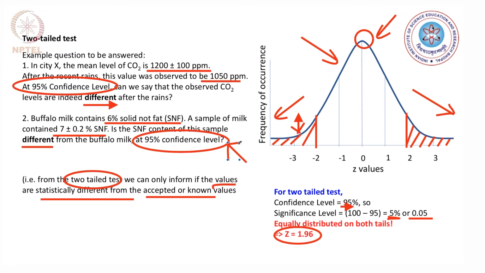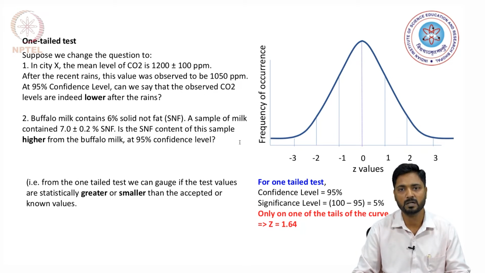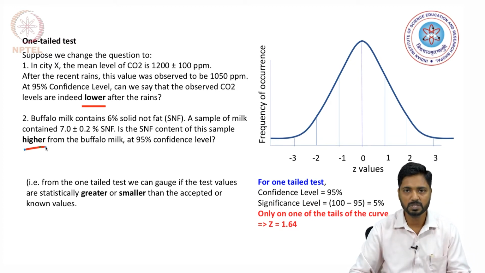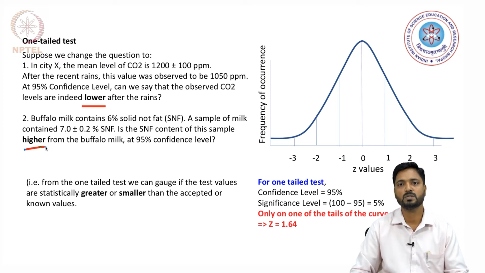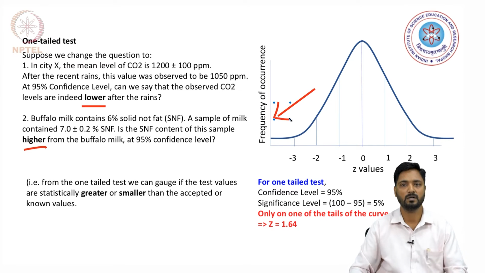Now, if we rephrase this question as to whether the readings are lower or higher, then in those cases we are concerned with only one of the two tails of the Gaussian profile. So, in those cases, if we want to tell whether a measurement is lower than the population mean, we will be using the left tail of the Gaussian profile.